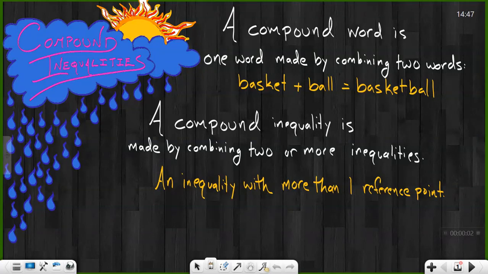All right, this lesson is looking at compound inequalities. This is if you missed the lesson today in class. Today is Monday, the 18th of February, 2019.